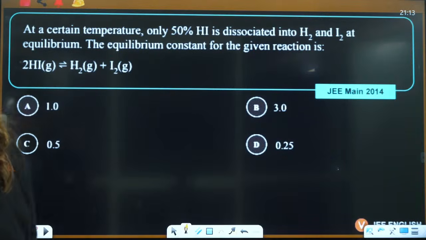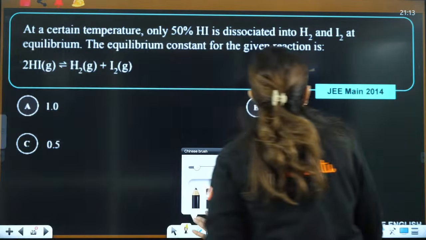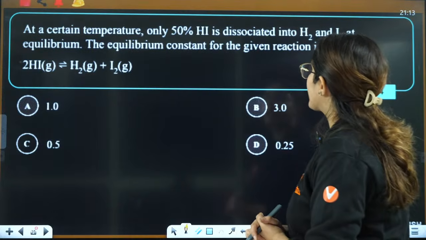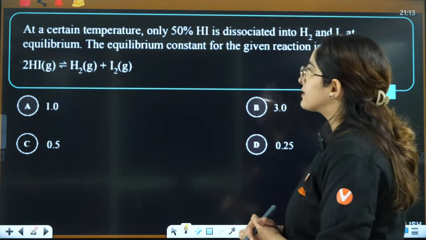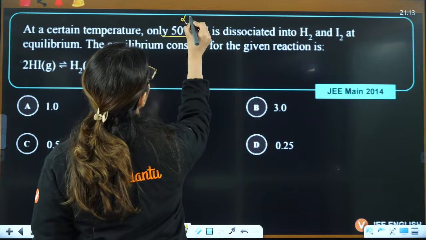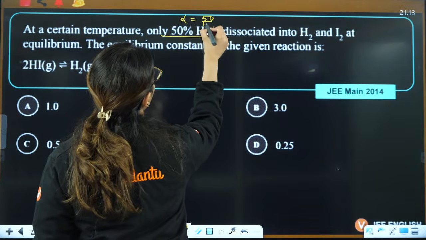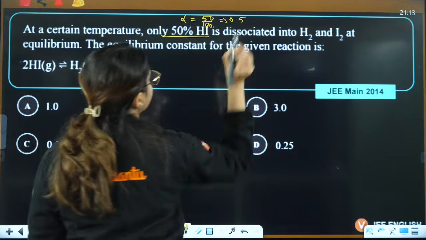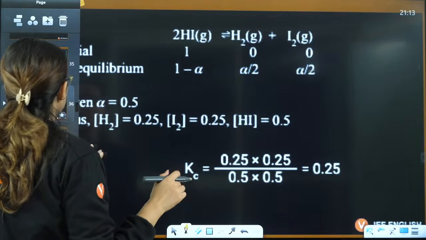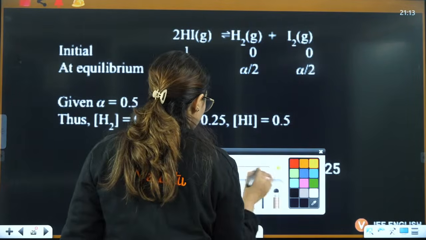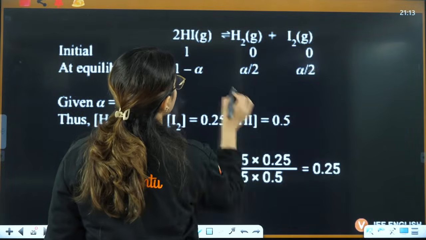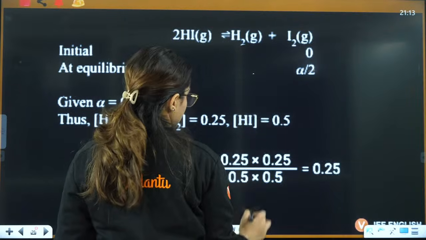Good. Now let's see this. If you have at a certain temperature only 50% HI dissociated into this and this, the equilibrium constant Kc. See, 50% means alpha is going to be 50 by 100, that is 0.5. Okay, alpha value is given to you. Now you have to put everything else in terms of 50%. Let's do that. Now you have to put everything else in terms of this degree of dissociation.